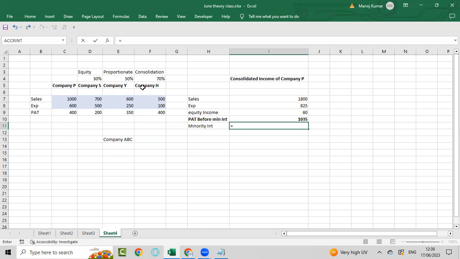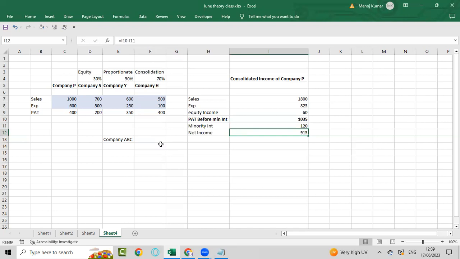Minority interest. How much is that? Equal to company H profit. We have added it fully. 100% of it added to our income statement. So into 30%. This 30% should be deducted. So now this is net income after minority. How much is that? This minus this. Is that clear now?